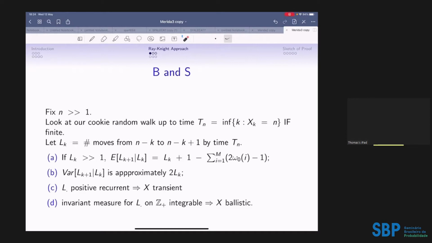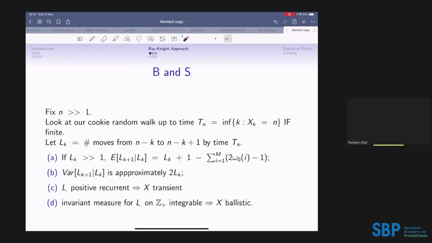Well, there's more than one Ray-Knight approach, but I'm going to be using mostly the Ray-Knight approach used by Badavan and Singh, which looked at a cookie random walk up until time tn, where you first hit n for the first time.